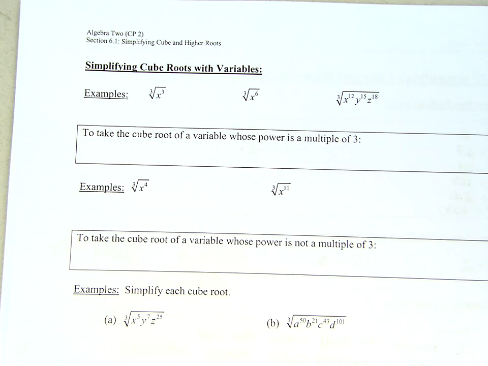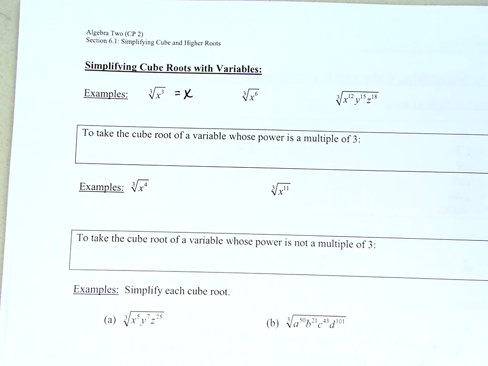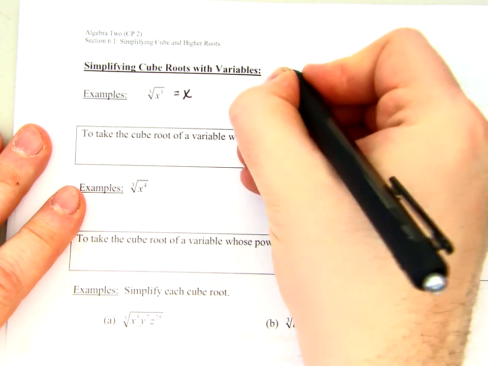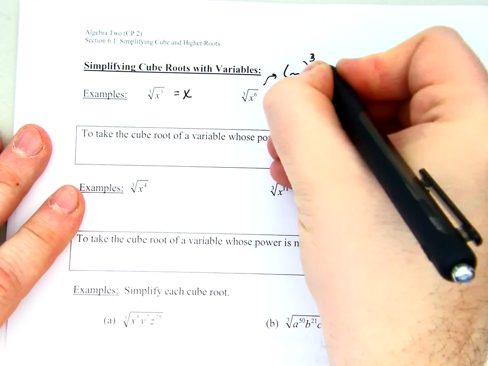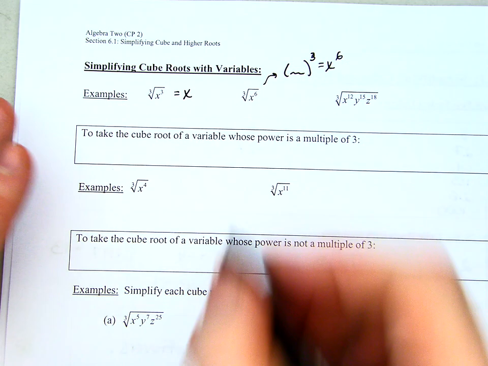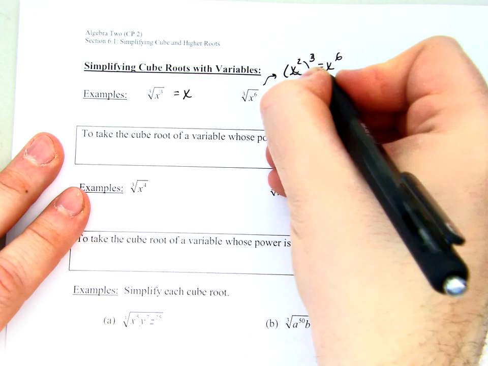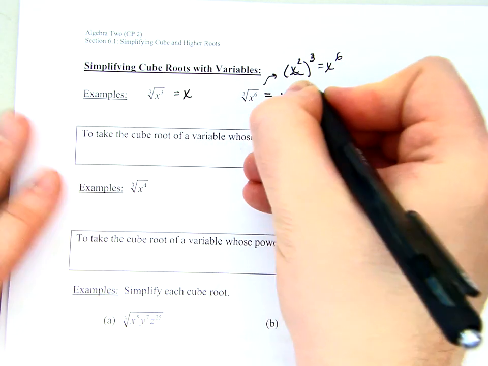Cube root of x cubed is like me asking you what times itself times itself is x cubed, and don't overthink. X, of course. The cube root, though, of x to the 6th is like me asking you what cubed gives us x to the 6th. X squared, because you know that a power to a power, we multiply those. So the cube root of x to the 6th is x squared.